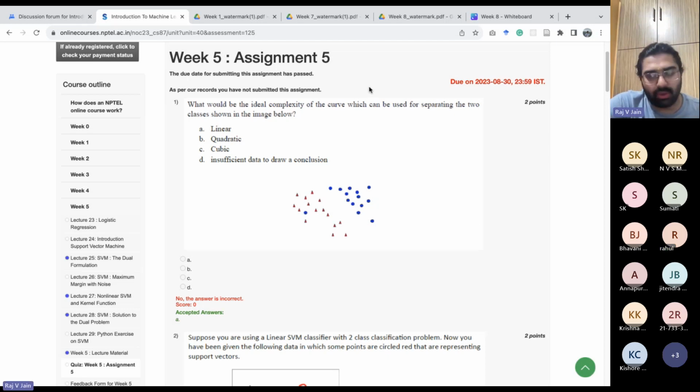See, ideal complexity. I understand the way you're trying to pose the question, that we want the complexity of the curve which separates the two classes as shown here. But that is not the point. The point here is, if you have a small misclassification or a small mislabeling happening, would you still want to separate the two classes? If this is the data given to you, you would still not try to do that, because if you tried to separate the two classes completely, the learnt function would be very complex. Overfitting, right? So obviously you would not want to do that.